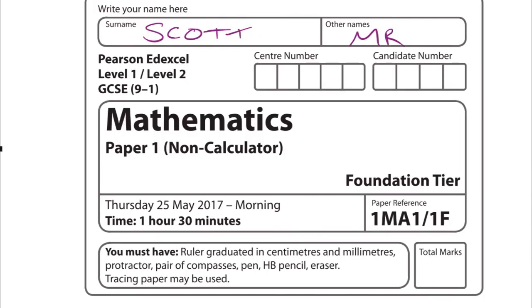Welcome to the 2017 mock exam paper walkthrough. Just kidding, it's not going to be that boring, although it probably will be quite boring in bits. I'm going to be going through the papers.